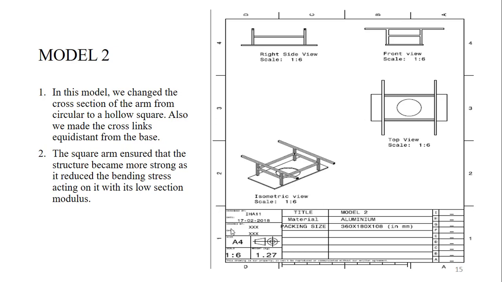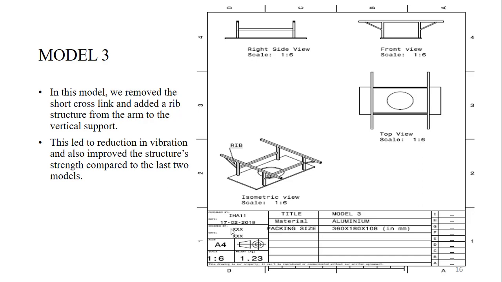We changed the circular cross section to a hollow square. Also, we made the cross link equidistant from the base. The square arm ensured that the structure became stronger because it reduced the bending stress due to its low section modulus. We can see here itself the equidistant arms and the square arms in the diagram.